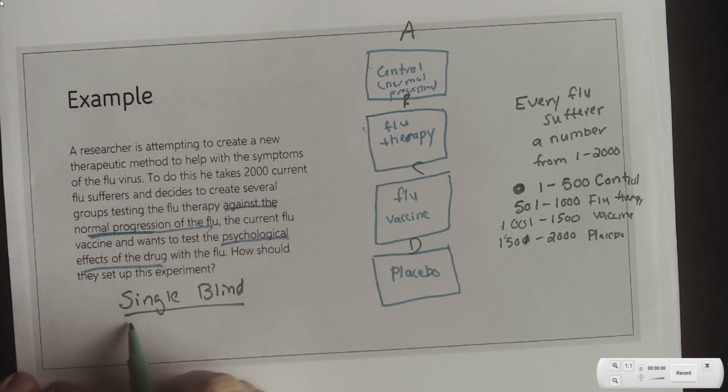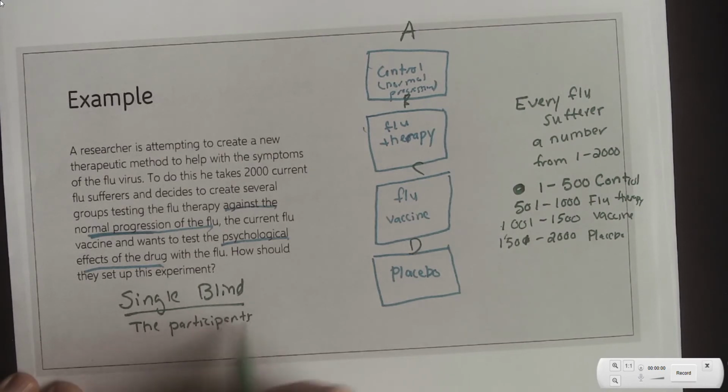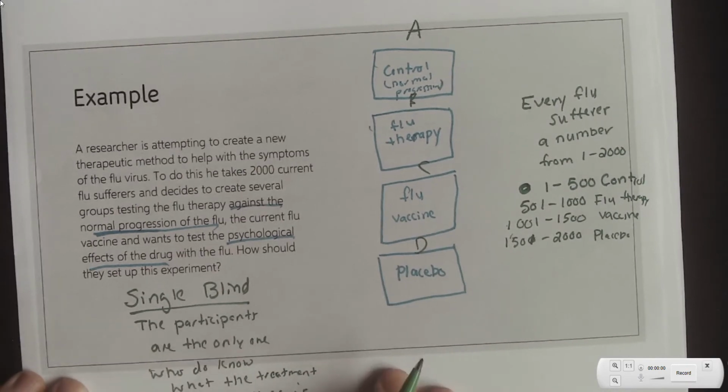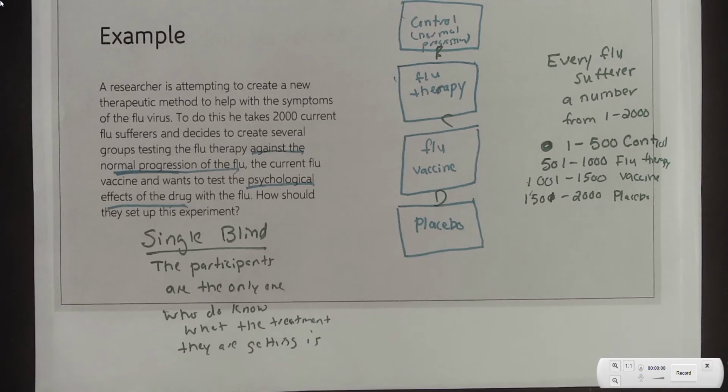Single blind is when the participants are the only ones who do not know what treatment they are getting. So that is a single blind. Only the participants, only the subjects, are the ones who do not know what treatment they are getting.